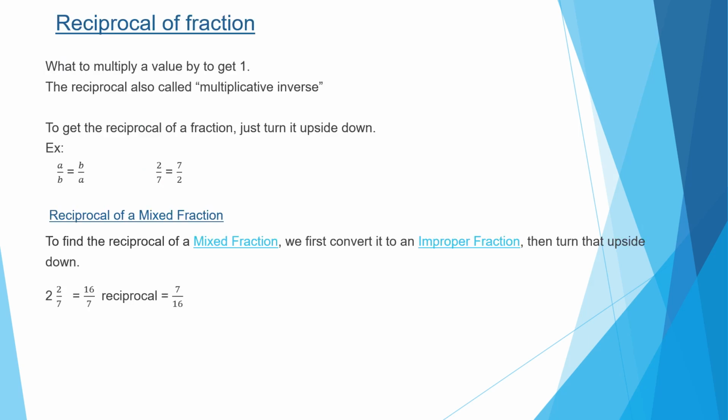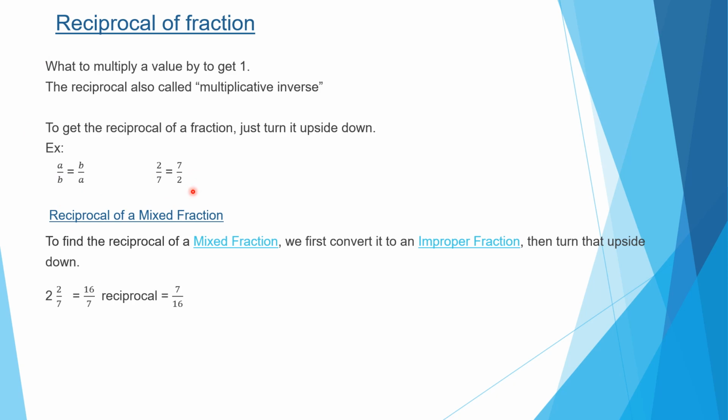Reciprocal of a fraction. The reciprocal is also called the multiplicative inverse. That means what to multiply a value by to get 1. So we have to multiply by such a number that the answer should be 1. Obviously it is the multiplicative inverse of that number. Here, to get the reciprocal of a fraction we just turn it upside down. That means the numerator we bring to the denominator, and the denominator we bring to the numerator. Here a by b, the reciprocal of this is b by a. Or 2 by 7, the reciprocal of this is 7 by 2.